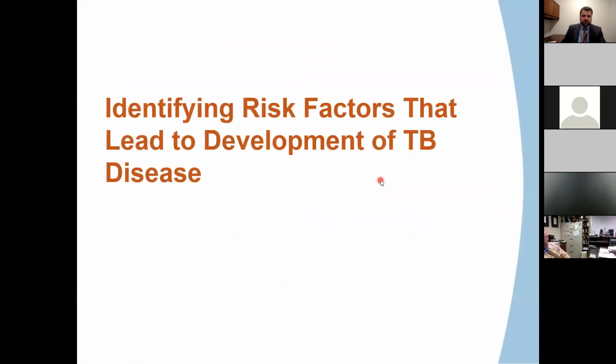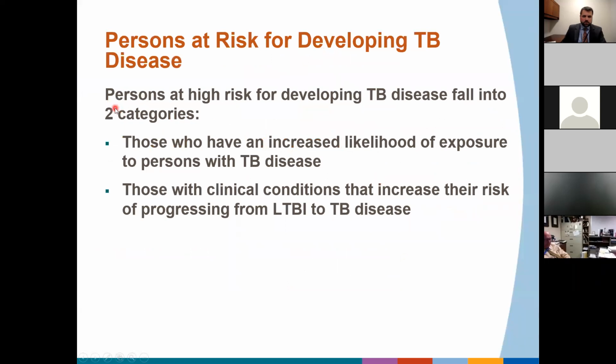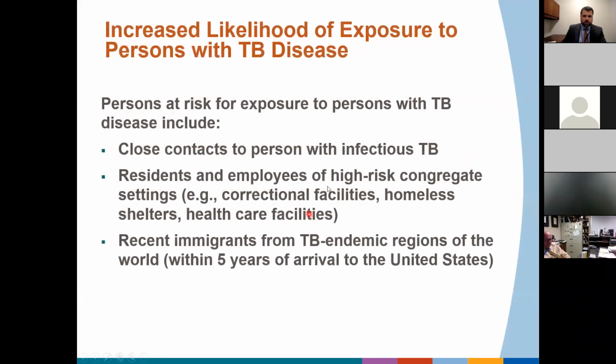Identifying risk factors that lead to development of TB. So 2 categories: those who have an increased likelihood of exposure and then those who have clinical conditions that increase their risk of progressing. So likelihood of exposure, these are close contacts to people with infectious TB, residents and employees of healthcare facilities, homeless shelters. So these are the type of questions we'll ask the patient. We'll say, do you know anyone with TB? Do you know anyone with a chronic cough that hasn't been diagnosed? Have you ever been to prison? Have you been homeless or working in a homeless shelter?